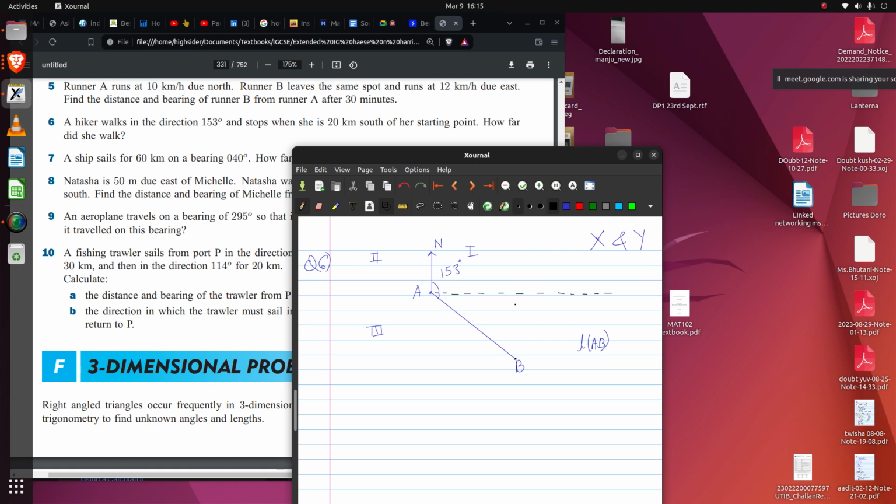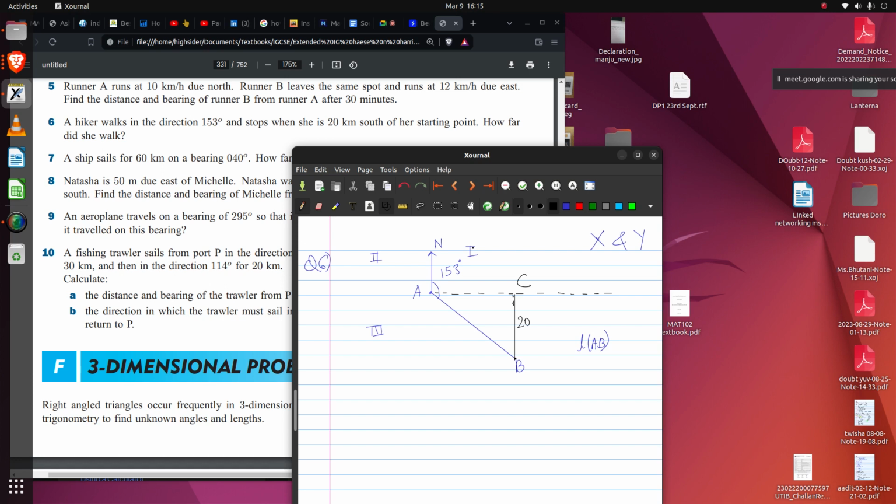What do you think? Is that correct? The distance of this point B from the horizontal line is 20 kilometers. Right? So join it like this. This is the distance, this is 20. Let's call it C.